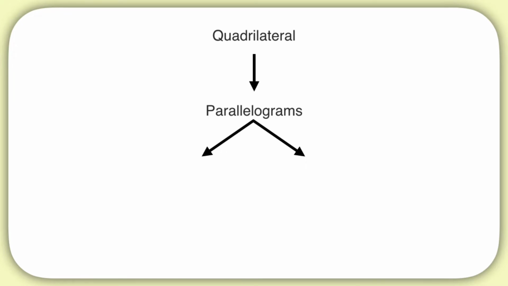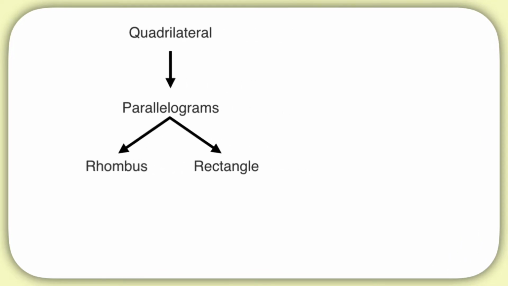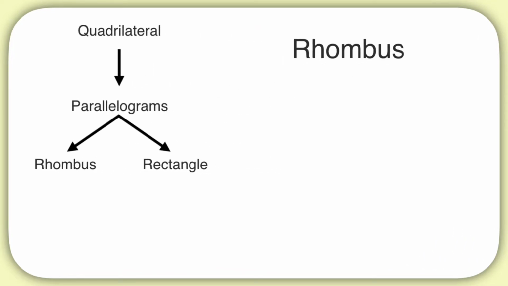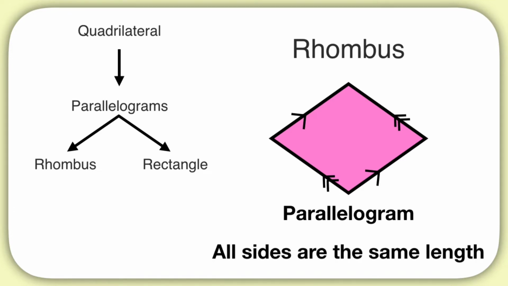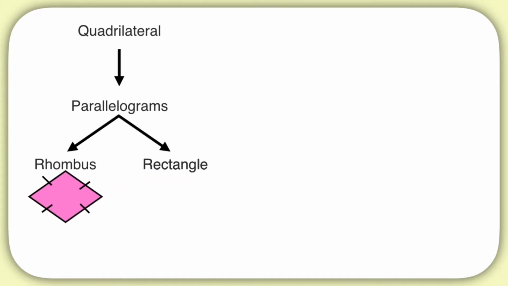Sometimes parallelograms are called rhombuses and sometimes rectangles. Now, a rhombus looks like this. It is also a parallelogram. It has two sets of parallel sides, but in addition, all sides are the same length. And we can show that by putting one dash on each side. So that's a rhombus.